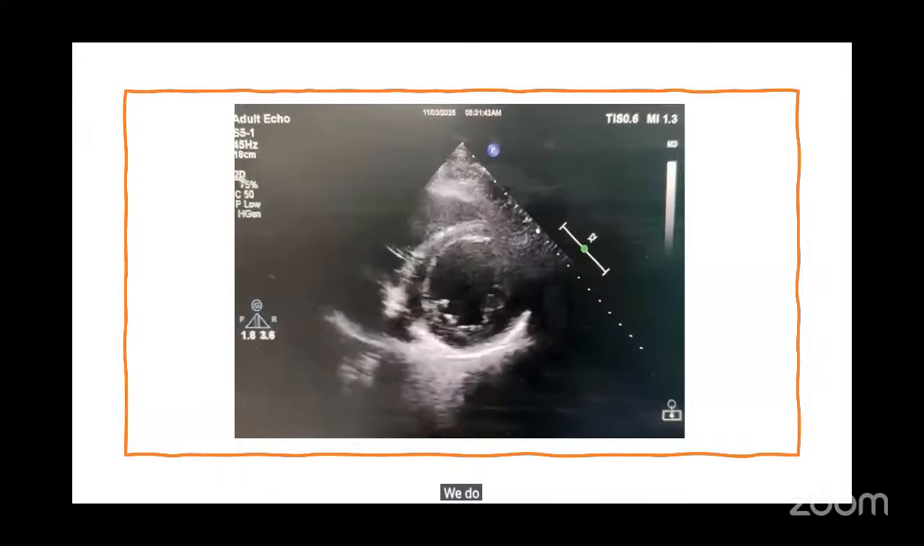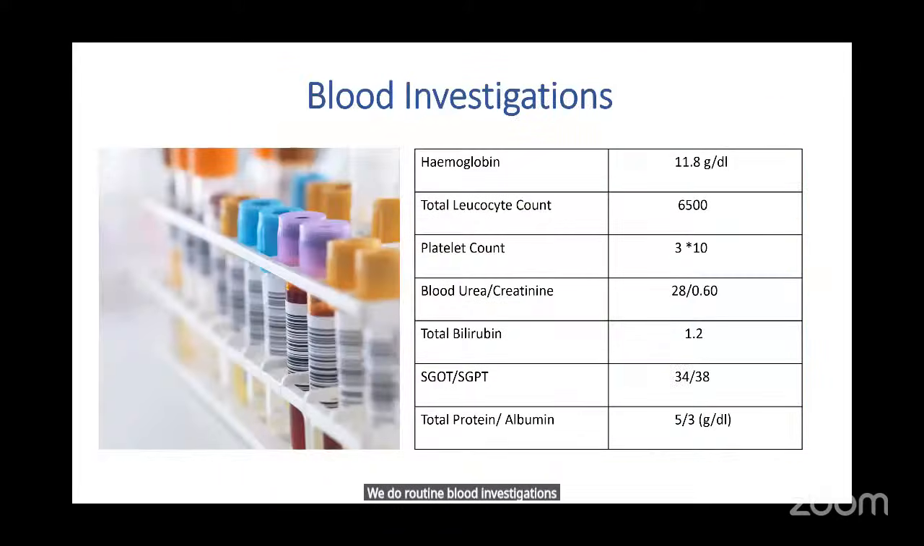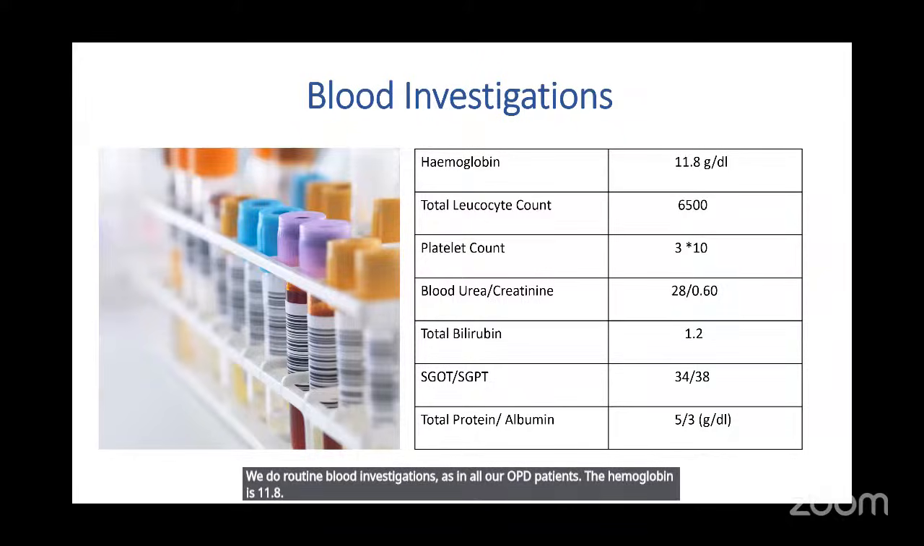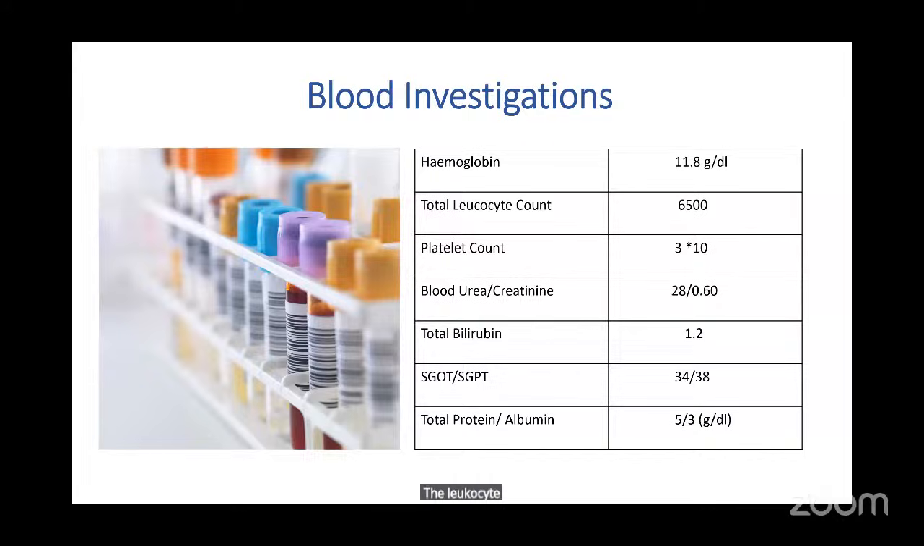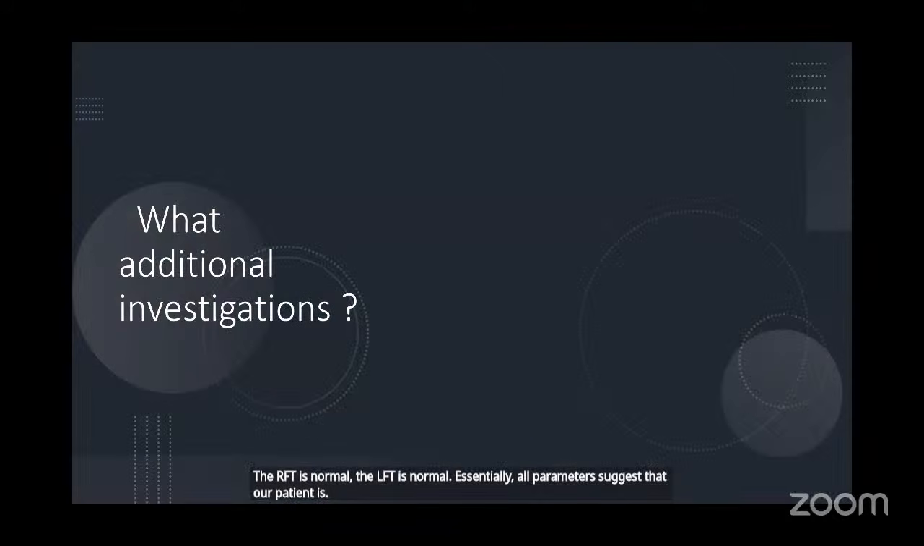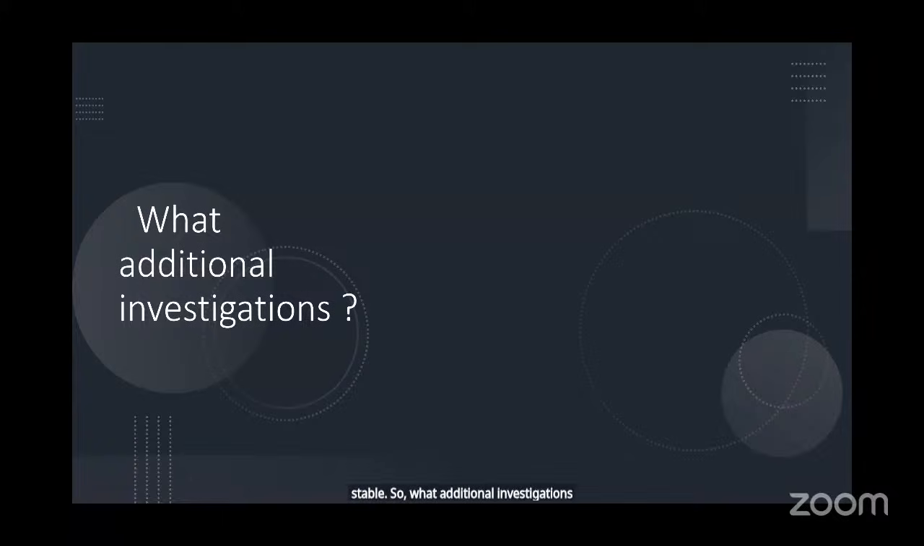We do routine blood investigations as in all our OPD patients. The hemoglobin is 11.8. The leukocyte and platelet counts are within normal limit. The RFT is normal. The LFT is normal. Essentially, all parameters suggest that our patient is stable. So what additional investigations? As discussed earlier, in all patients who are with heart failure with reduced ejection fraction, we need additional tests.